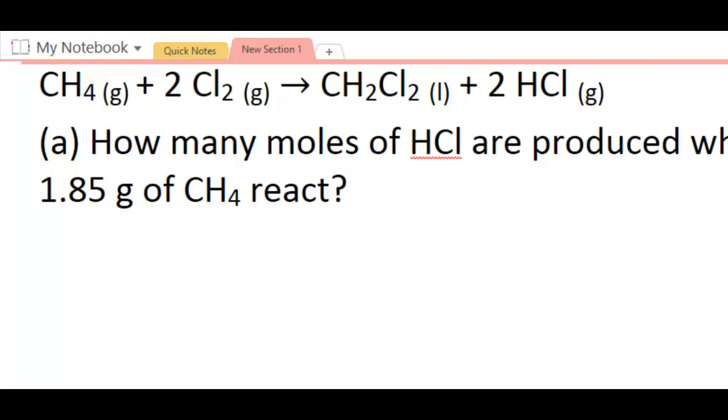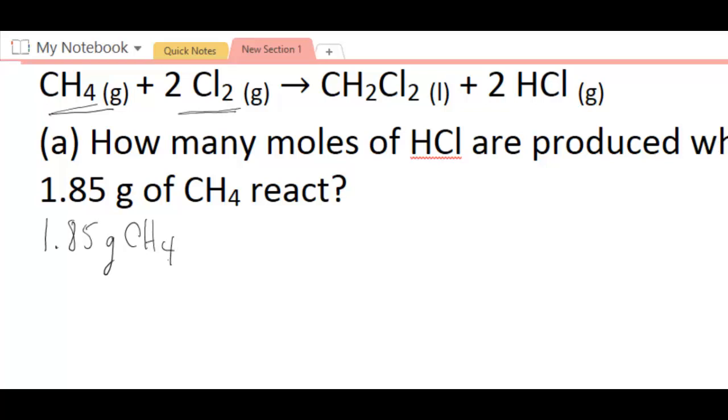So what you're assuming here is that you have 1.85 grams of one of the reactants, methane, and that the amount of chlorine gas, Cl2, is present in unlimited quantities for this type of problem. So you start with what you know. You know you have 1.85 grams of methane gas.